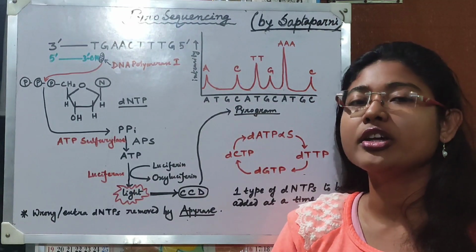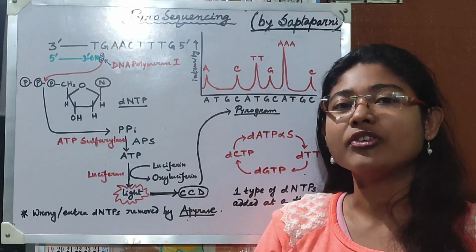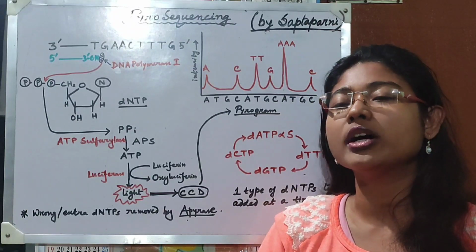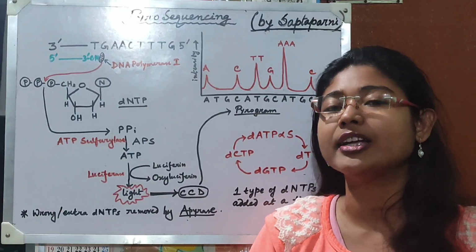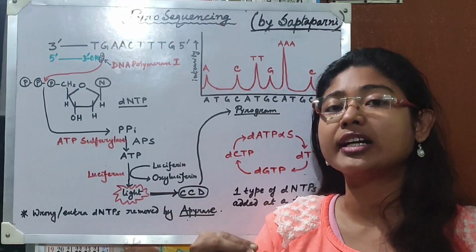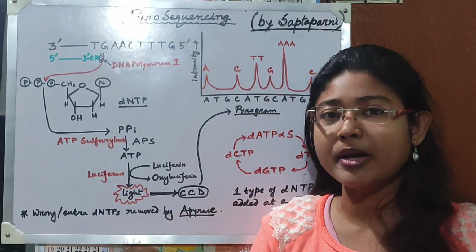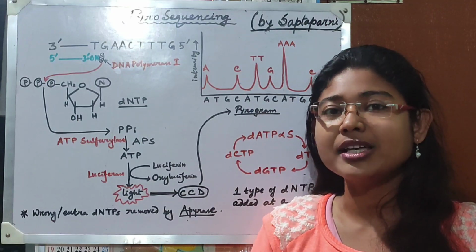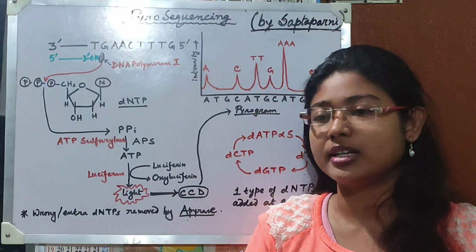For that, first of all, you need to amplify it through PCR. And after amplification, you can do the pyrosequencing process by either solid phase reaction or by the liquid phase reaction. For solid phase reaction, you have to attach the template DNA or the target DNA to a solid base. And what is that base? That base is usually the streptavidin coated magnetic beads.